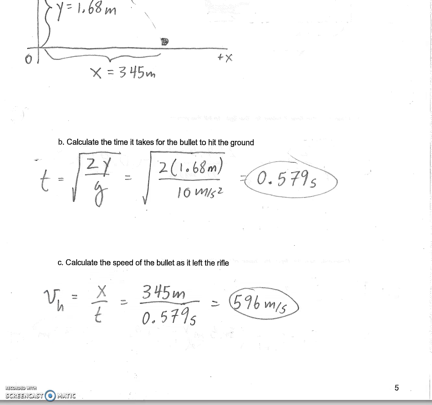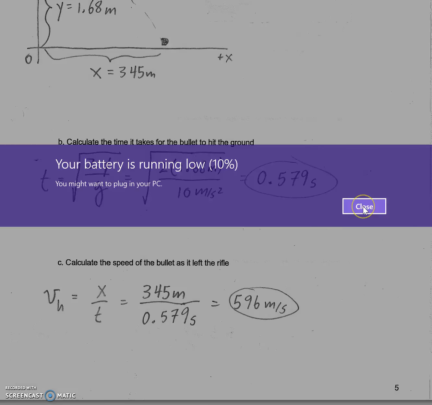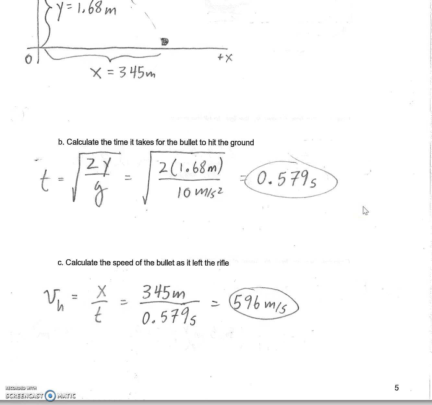Then to calculate our horizontal velocity, we're going to take our horizontal distance, or our x value, which is 345 meters. Sorry about that. And we're going to divide it by the time, which is 0.579 seconds. And that's going to give us 596 meters per second for our horizontal velocity.